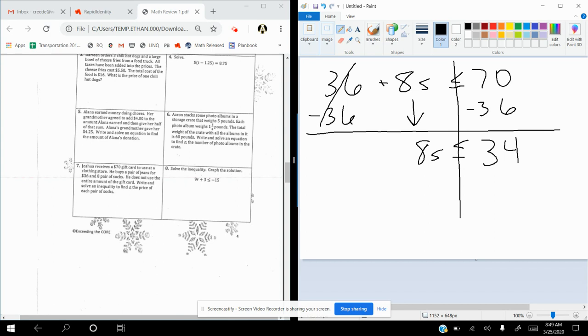Now, 34 is not a multiple of 8, but we're going to end up having a decimal here. So get rid of that coefficient 8. We're going to divide both sides by 8. 8 divided by 8 becomes 1. So we got S is now less than or equal to 34 divided by 8. 34 divided by 8 is going to be $4.25. So each pair of socks that they are buying is going to be $4.25.